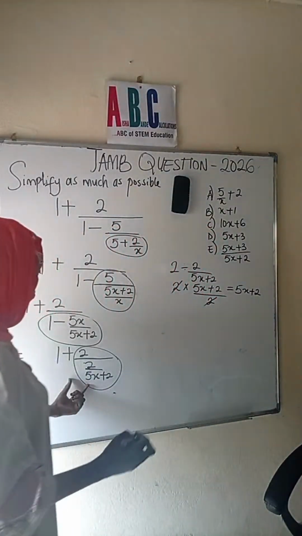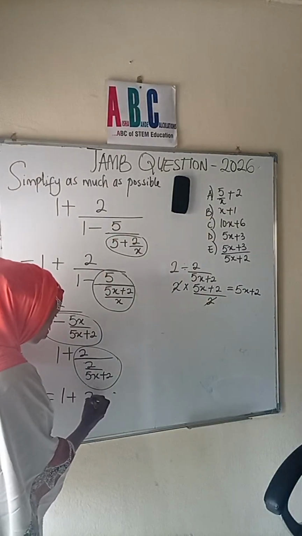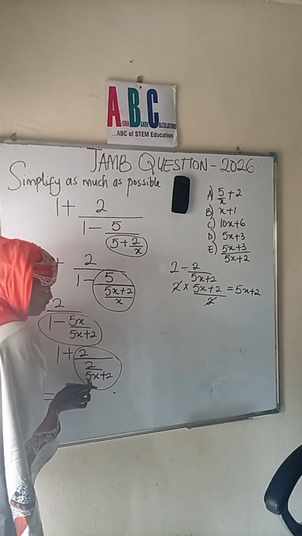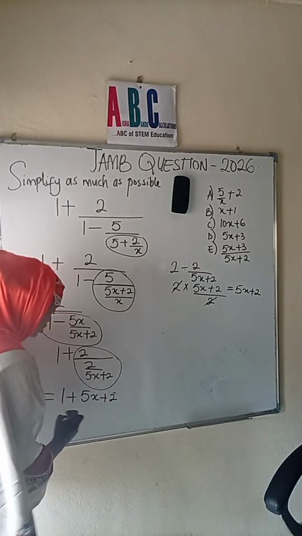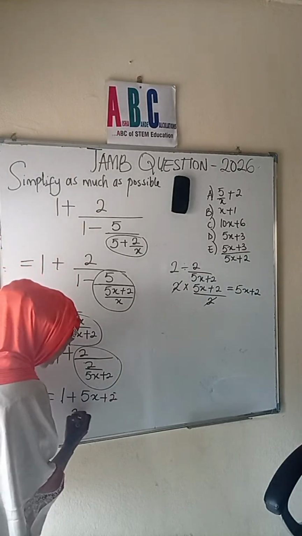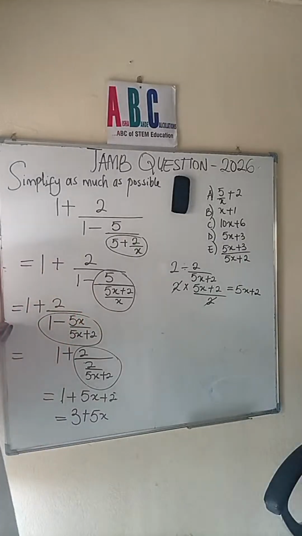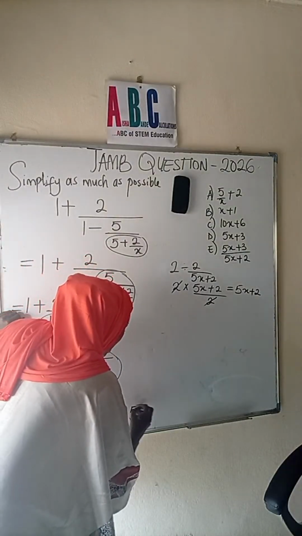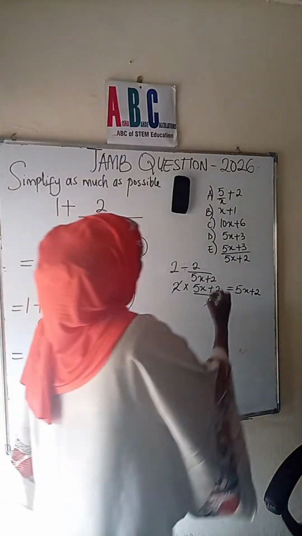So now we come here and replace it. So this is equal to 1 plus 2 all over 2 over 5x plus 2, which will now be replaced with 5x plus 2. Now, 1 plus 2 is 3. So I have 3 plus 5x. Do I have this in my options? 3 plus 5x, which I can also rearrange as 5x plus 3. So looking at this, the correct option is option D.